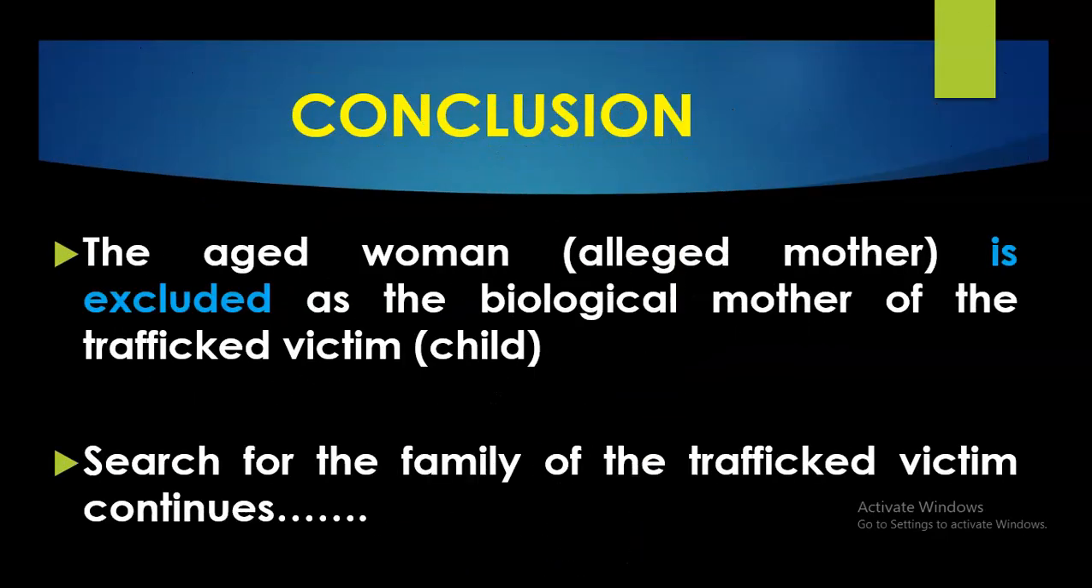So, conclusion. The scientists had this to say in their conclusion. The aged woman, that's the alleged mother, is excluded as the biological mother of the traffic victim. It means the aged woman who came forth to claim that the child in question might be hers is not the biological mother of the child. So it means the search for the family of this particular man, the traffic victim, continues. This test shows that the woman isn't his mother, so the search for his family continues.